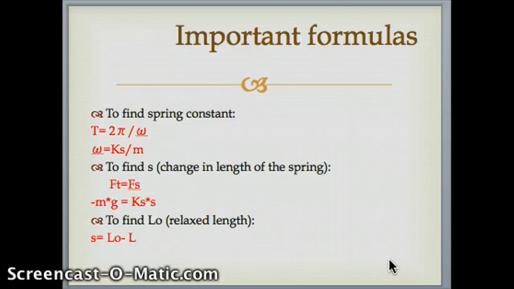To find the spring constant, we use the two formulas written below and isolate K sub S. To find S, we know that at static equilibrium, the force of the tension is equal to the force of the spring. So negative mg is equal to K sub S times S in this instant, and we can solve for S. Lastly, to find the relaxed length, we know that S is equal to the relaxed length minus the length of the stretch or compression, and that's how we can find our value for S.